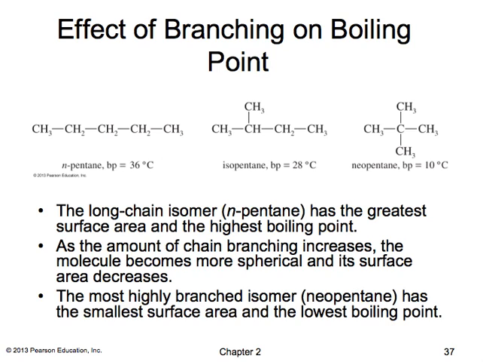If we look at properties such as boiling point, there is an effect of branching on the boiling point. In the case of pentane, isopentane and neopentane, you're seeing branching increase as you go from left to right, and the boiling point decreases as you increase the branching. The long chain isomer of pentane has the greatest surface area, and as a result the highest boiling point. As the amount of chain branching increases, the molecule becomes more spherical and its surface area decreases. The most highly branched isomer, neopentane, has the smallest surface area and the lowest boiling point.